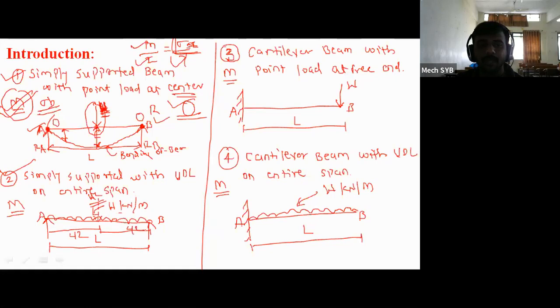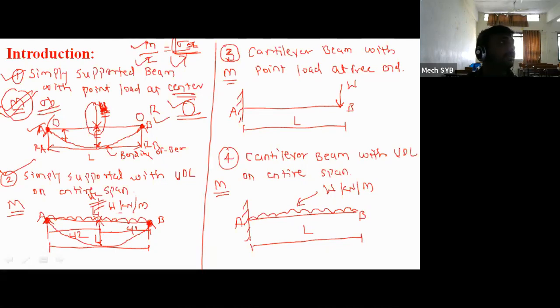L by 2. Now again, due to this particular UDL and due to this particular point load, the bending of the beam is again taking place in the downward direction. And again, if you see, bending moment is equal to 0 at point A, at the right side bending moment is equal to 0 at point B, then where is it maximum? At the center point. बरोबर आहे?